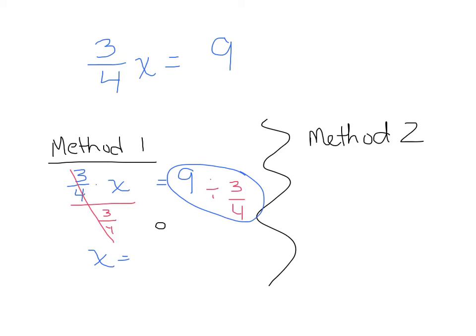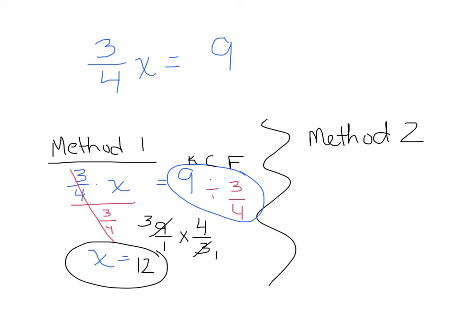Keep in mind, I need to think about 9 as being 9 over 1. I'm going to use the keep, change, flip rule. So I'm going to change the division to multiplication. I'm going to flip the 3/4 to 4/3. So in reducing, 3 times 4 is going to be 12.